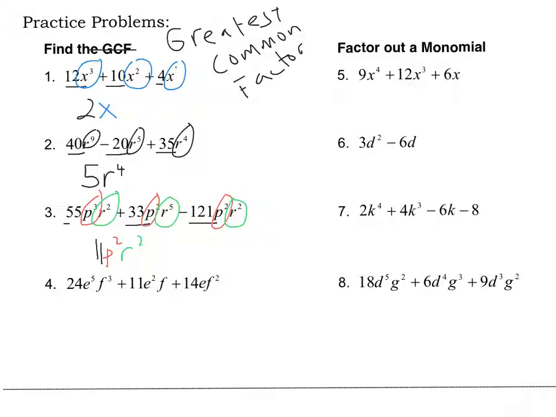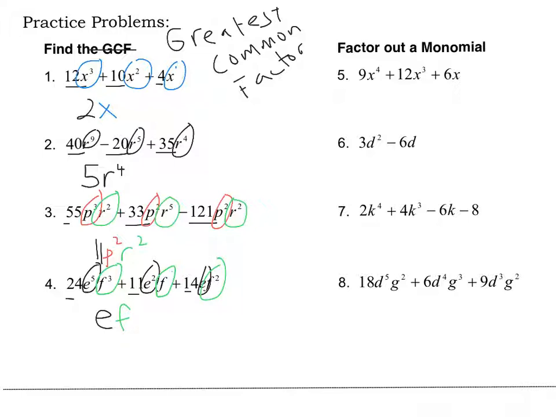And then number 4, there's not a number you can divide by besides 1. So I don't need to write 1. So now I'm going to do the variables, e to the 5th, e squared, e. So the lowest exponent is e. Then f cubed, f squared. They all have f's in them, so I'm going to put f. That's the least exponent.